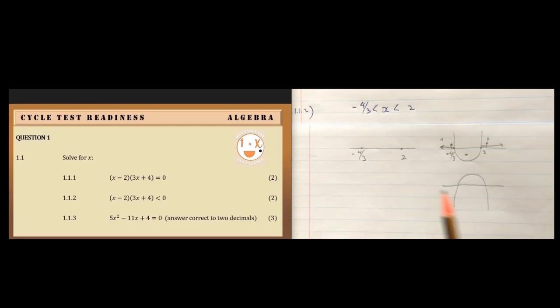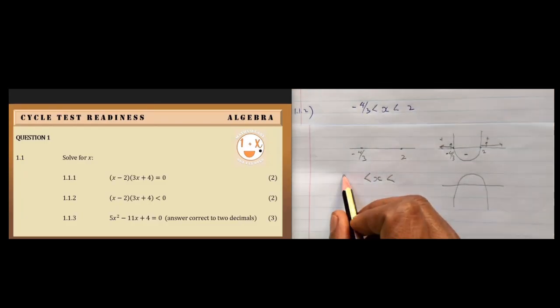So when you have practiced enough, when you get an inequality that is less than, it means it is negative, it is less than 0. So your solutions will be there. So immediately when I get an inequality, I know that when I do my notation, my solution will be between. Okay.